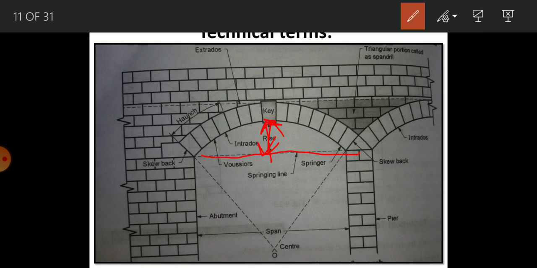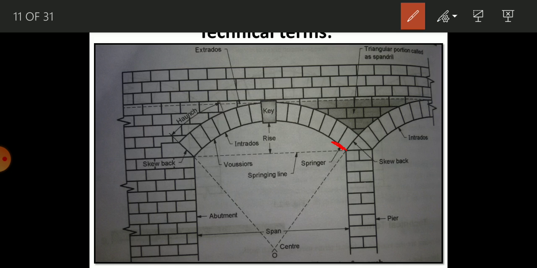The point from which, wait a minute, springing line means what? The points from which the curve of the arch starts or springs are called the springing point. You can see here, this is the portion where the curve starts. So the point from which the curve of the arch starts or springs is called a springing point.